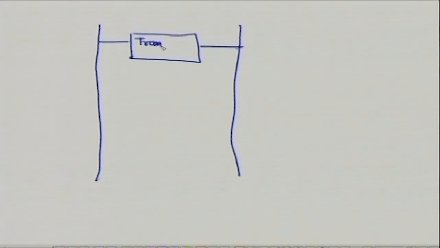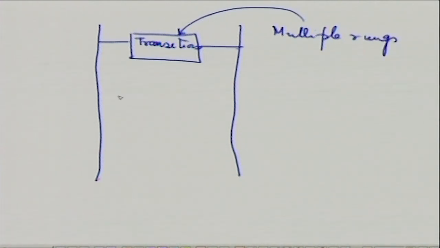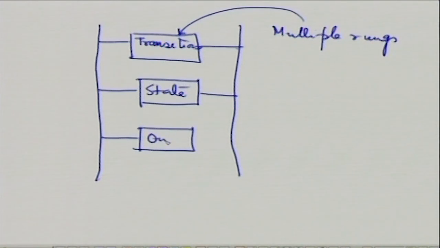So we will organize our program into three different blocks. The relay ladder logic will consist of three different blocks. The first block will contain the transitions. This is multiple rungs. Then the state block, and finally the output block. So we will now describe these three blocks in the case of this example.